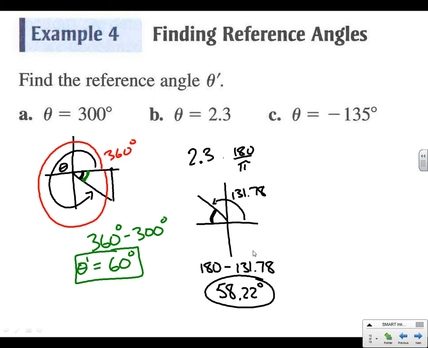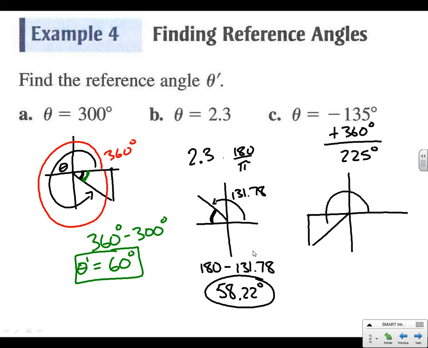All right, how about negative 135? So what can we always do to an angle? We can always add 360, add a full circle to it. And so that's going to be 225. Let's ask ourselves where 225 is. That's in quadrant 4. Okay, so on this one, our angle here is 225.